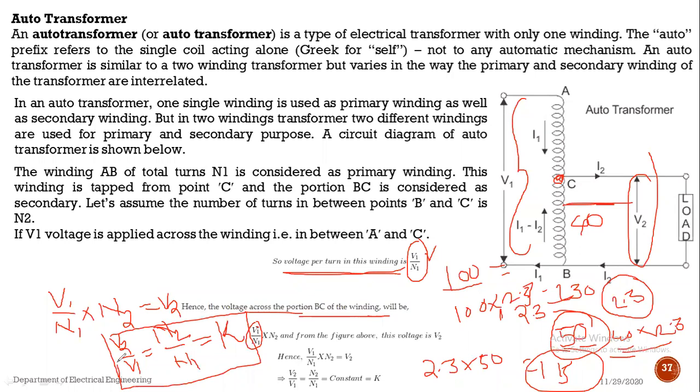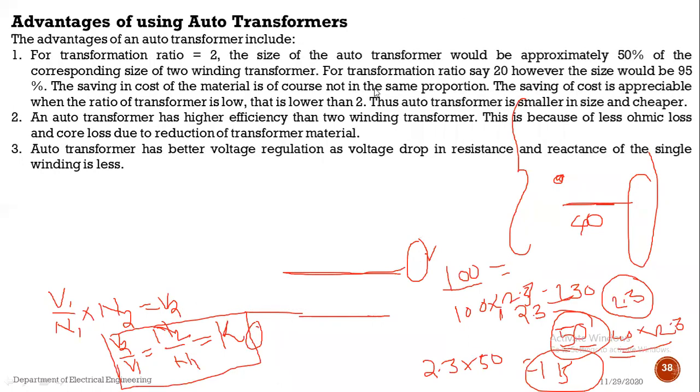This formula will be the same in case of an auto transformer or a two winding transformer. In a two winding transformer or an auto transformer, this formula, that is the transformation ratio K, will be similar. Okay, that is the transformation ratio we have derived by using the auto transformer.